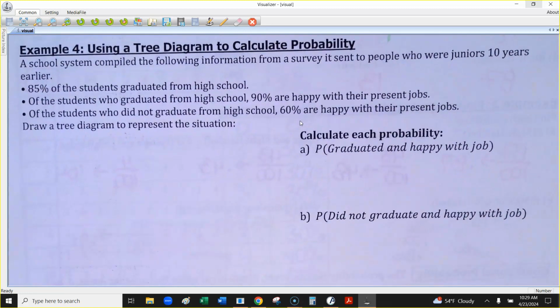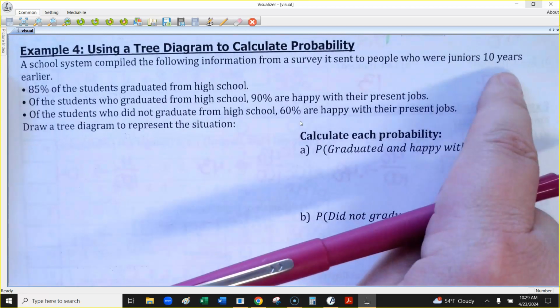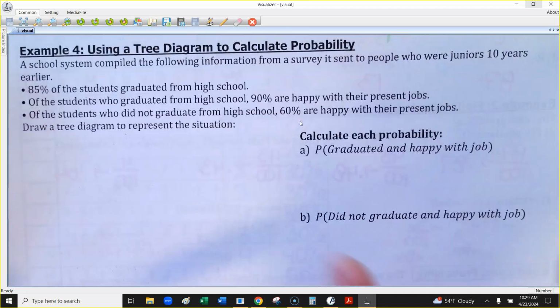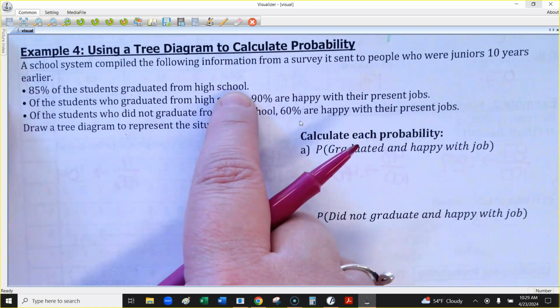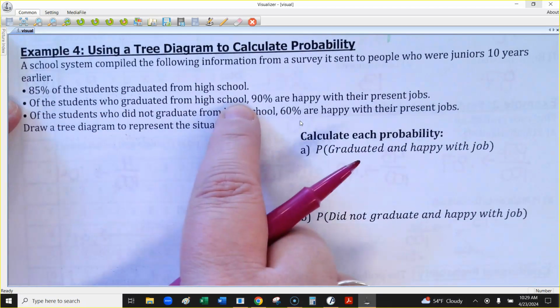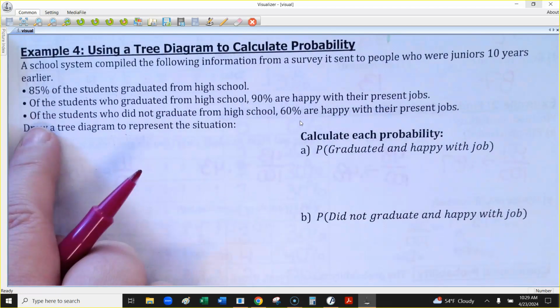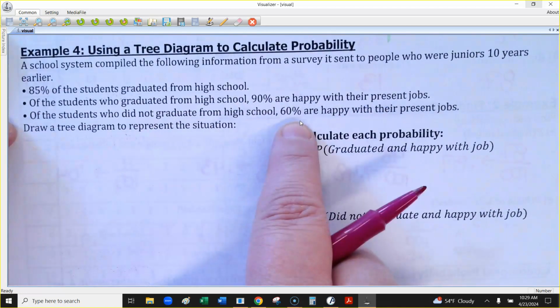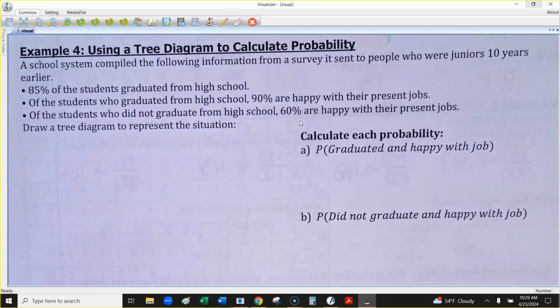So this says, school system compiled the following information from a survey of people who were juniors 10 years earlier. So 85% of the students graduated from high school. Of the students who graduated, 90% are happy with their present job. Of the students who did not graduate, 60% are happy with their present job. Let's draw a diagram for the situation.